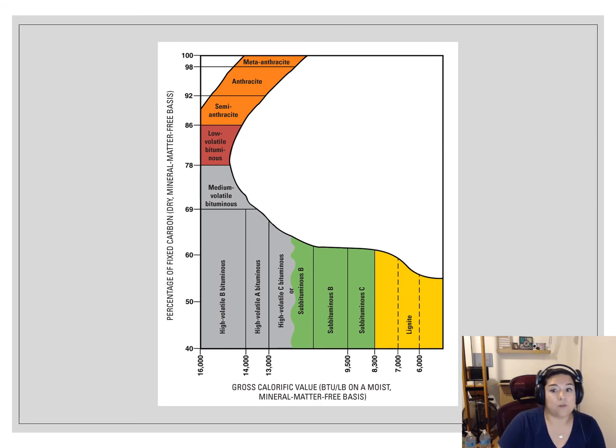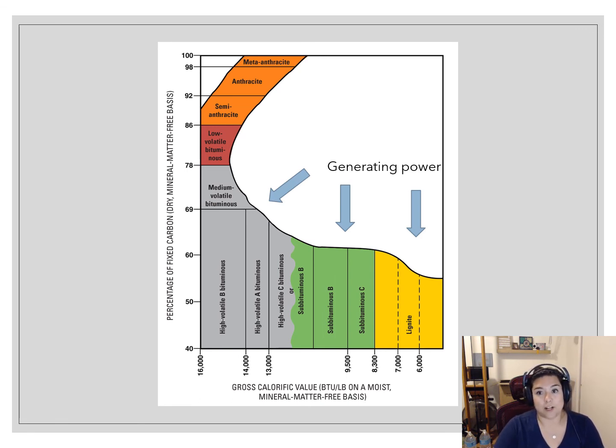So what you're looking at right now is a graph of the various different kinds of coal that exist, and this is from a government website that I have copied and pasted here. You can see the different colors of coal that represent the different kinds of coal that exist. So the ones that I want to focus on really quick are going to be lignite, subbituminous, and bituminous coal. These are the kinds of coal that we use to generate electricity in the United States.